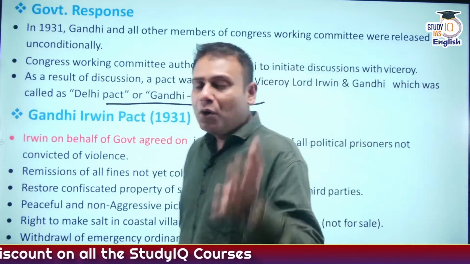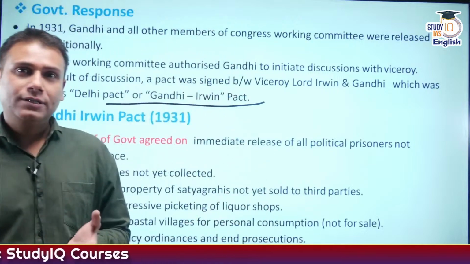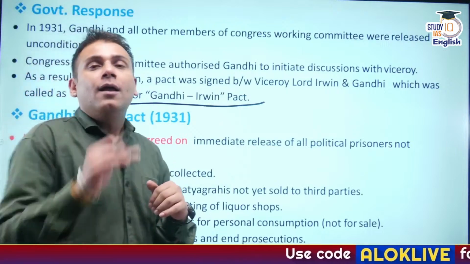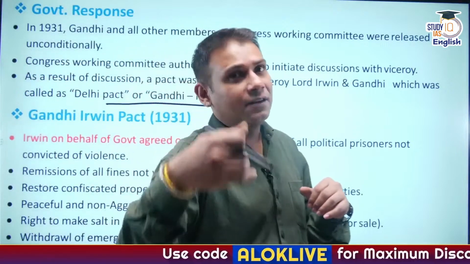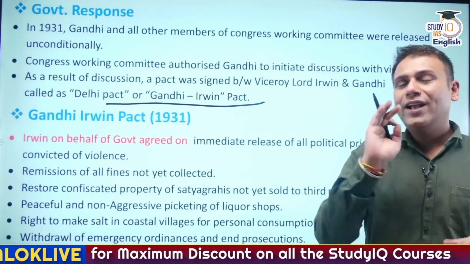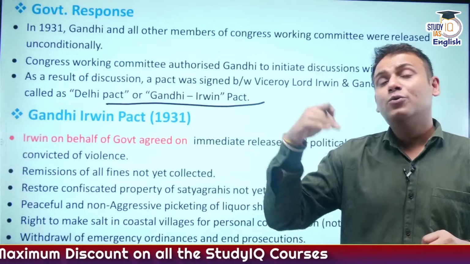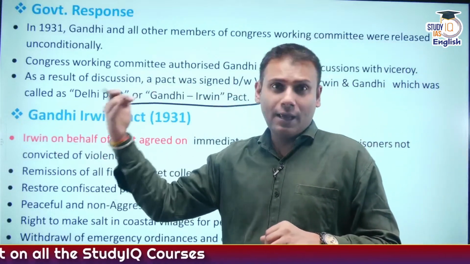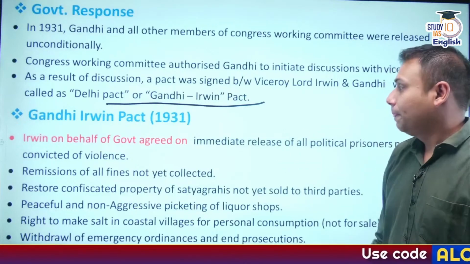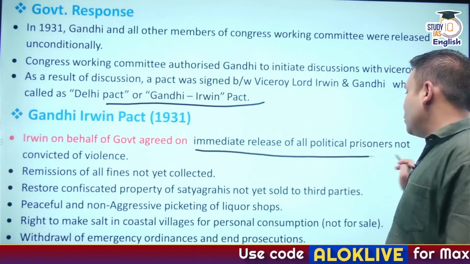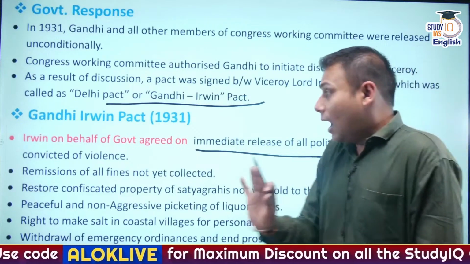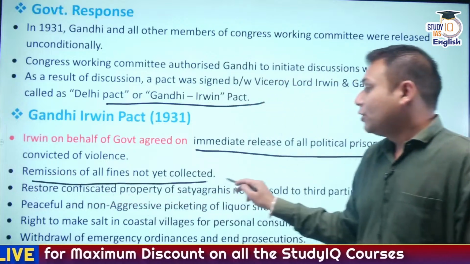Mahatma Gandhi put forward certain demands in front of the Britishers, which the Britishers accepted. And on the other hand, Irwin put forward certain demands in front of Mahatma Gandhi, which the Indian National Congress accepted. Now, which were the demands of Mahatma Gandhi that were accepted as a part of the Gandhi-Irwin Pact? Let's have a look at them. First, immediate release of all the political prisoners not guilty of violence. Apart from this, remission of all the fines not yet collected.